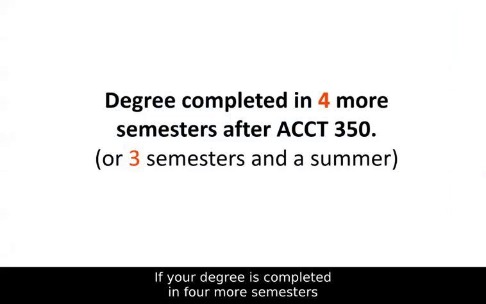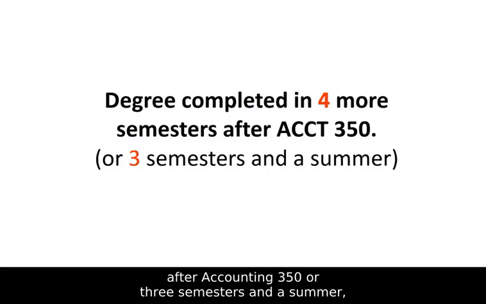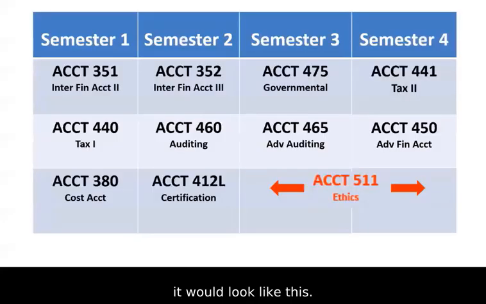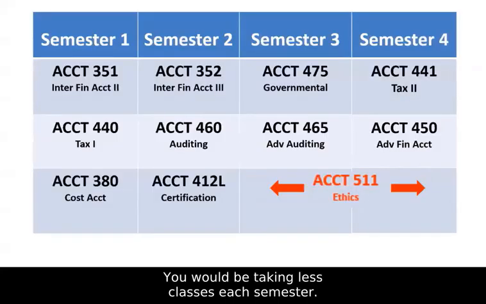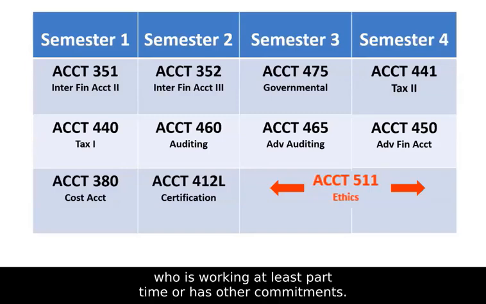If your degree is completed in 4 more semesters after Accounting 350 or 3 semesters in a summer, it would look like this. You would be taking less classes each semester, and this would be more the pattern of someone who is working, at least part-time, or has other commitments.